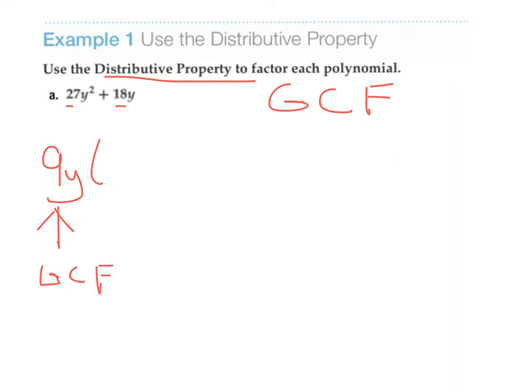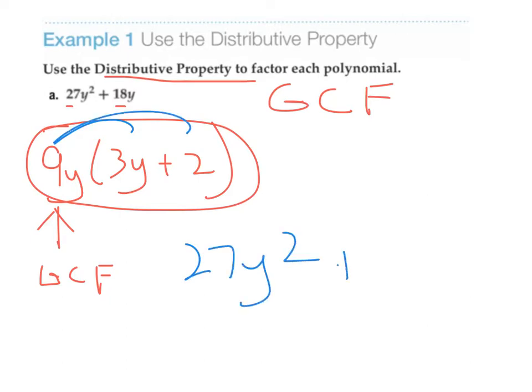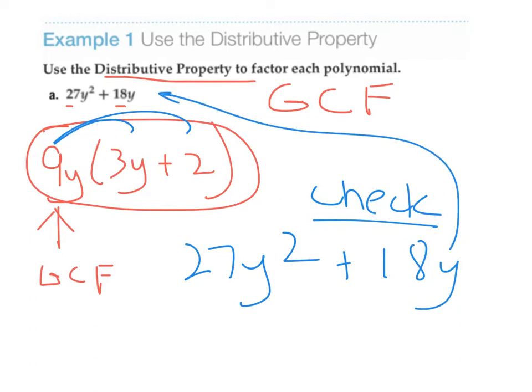And once I do that, I'm going to create a distributive property by dividing it with each of the terms. So 9 divides into 27 3 times, and y divides into y squared is y. Remember, we subtract. And the 9 and 18 is a 2, and the y's cancel. So what we end up with is basically a distributive property problem that we could then check by multiplying 9 times 3y, which would be 27y squared, and 9 times 2, which would give me 18y. If I get the same thing that I started with, here's my check, then I know I've factored correctly.